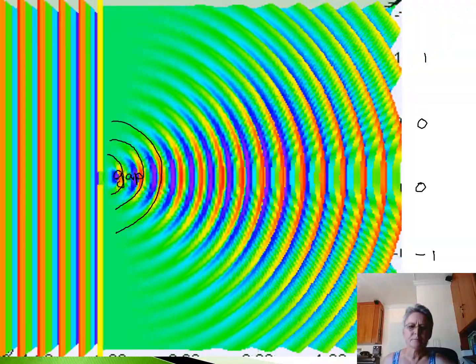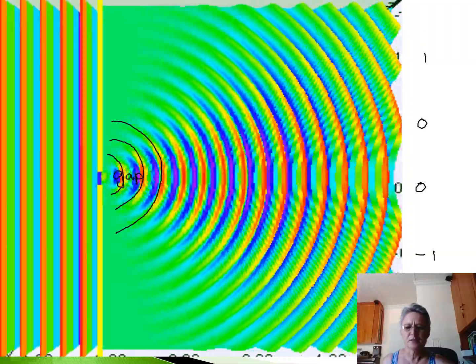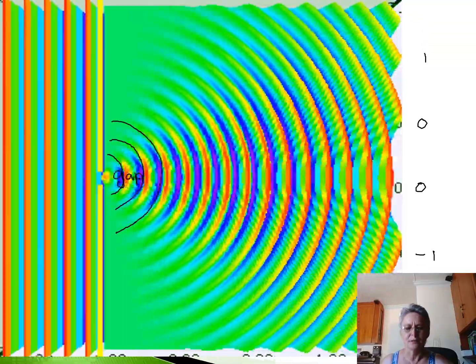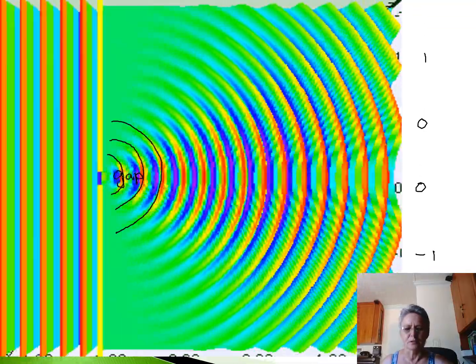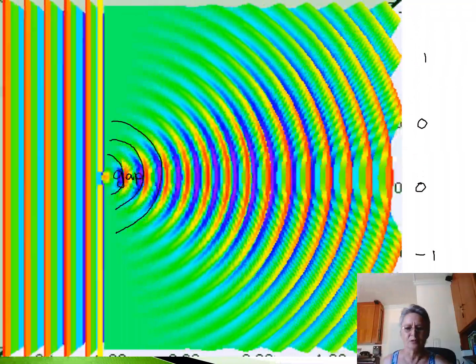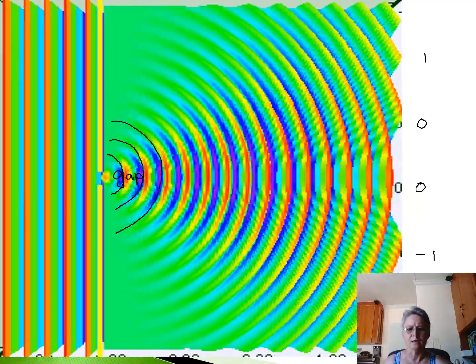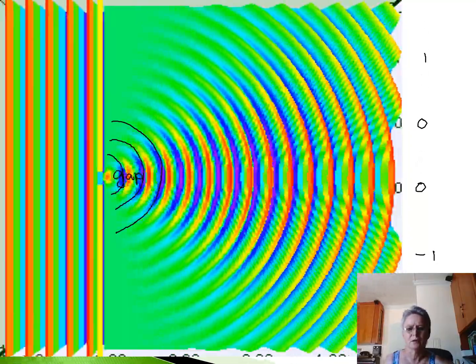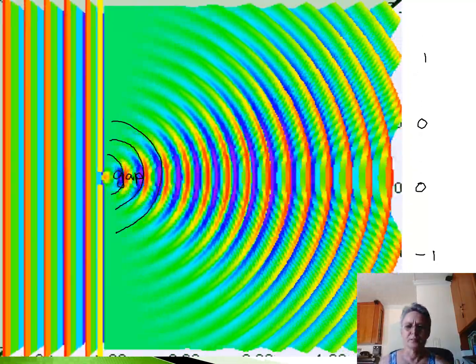Here we have the bending of the waves through a very small gap. You can see that the wavelength of the waves is much bigger than the little gap between the obstacles in its path. So you get a lot of bending of waves as they move through the gap.